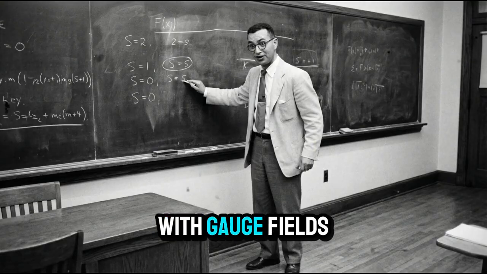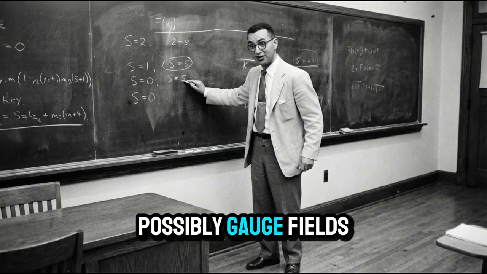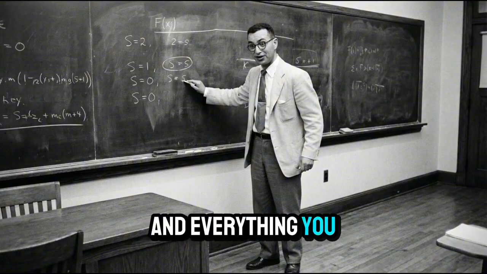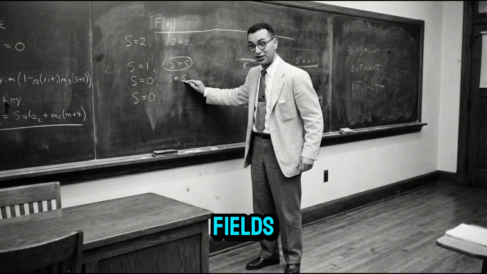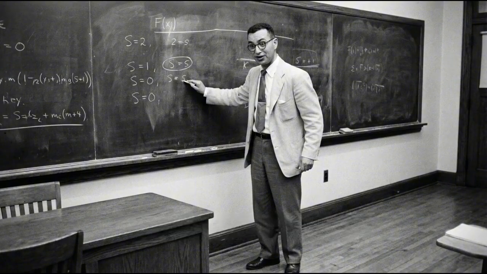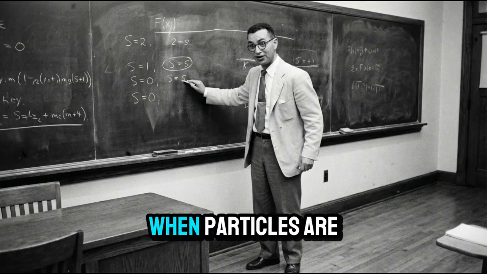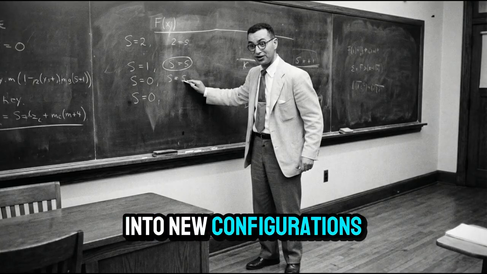Space is filled with gauge fields for the strong force, gauge fields for the weak force, possibly gauge fields for gravity. Reality is a symphony of invisible fields, and everything you see and experience is just patterns of information flowing through these fields. Particles aren't really particles. They're stable patterns in the gauge fields, like standing waves or persistent vortices. When particles interact, they're really exchanging information through the underlying field structure. When particles are created or destroyed, the field patterns are rearranging themselves into new configurations.